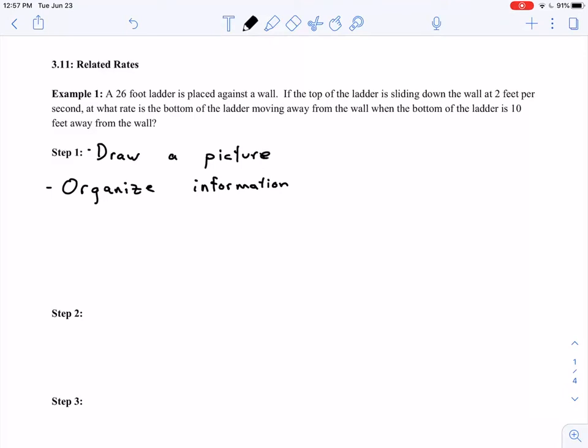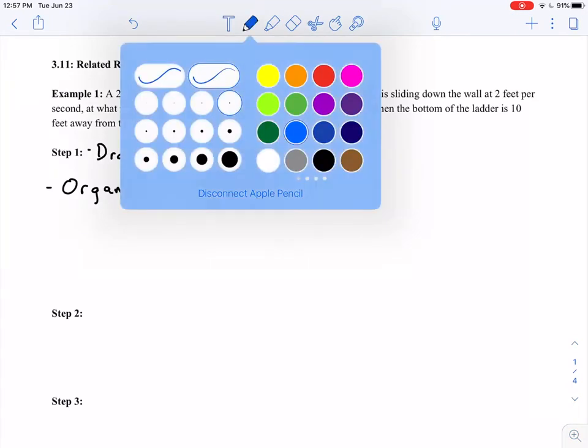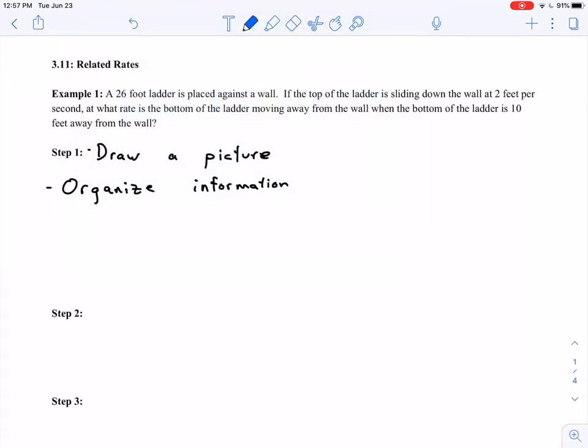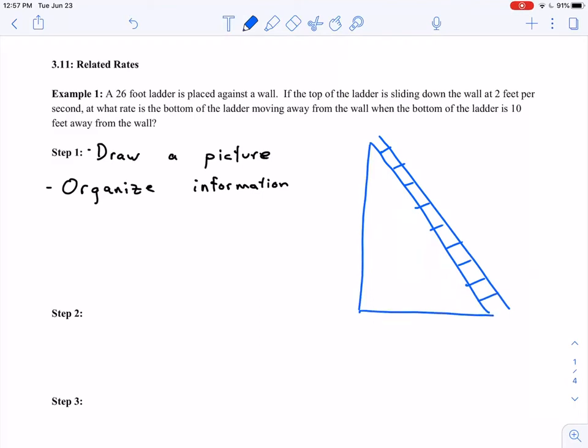So I'm going to start by drawing a picture. I have a wall. Here's my ladder leaning up against the wall if you need to draw in that ladder. And then the ladder is resting on the ground. I have created a right triangle. Anytime you can create a shape that is familiar to you, that's always beneficial. So what do we know? Well, we know that the ladder is 26 feet long. So that talks about this side of my right triangle.